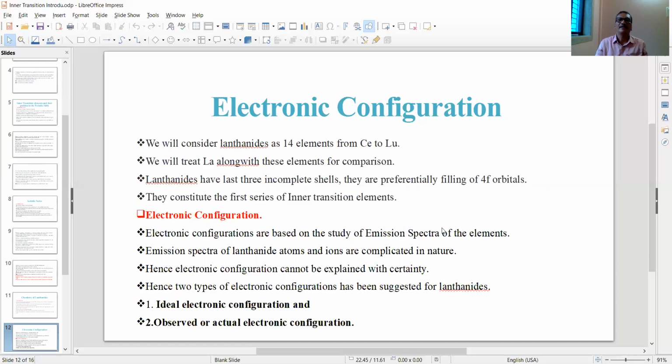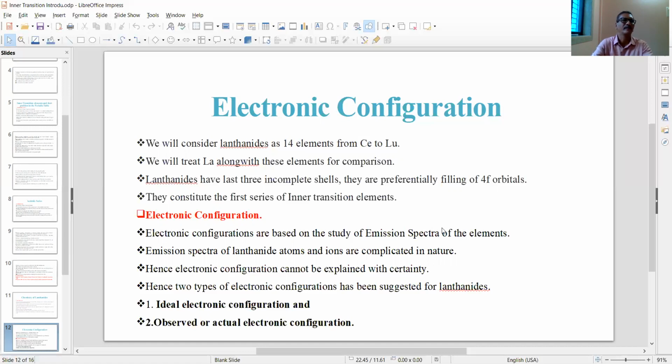The electron configuration of the lanthanides is based upon the study of emission spectra of the elements, and the emission spectra of the lanthanides are found to be very complex in nature. That is why, due to the complex nature of the lanthanide spectra, the electron configuration of the lanthanides cannot be given with certainty. Therefore, the electron configuration of the lanthanides is explained by two types. Most elements are explained by only one type. The lanthanides are expressed in terms of two types of electron configuration. The first one is the ideal electron configuration, and the second is the observed electron configuration.